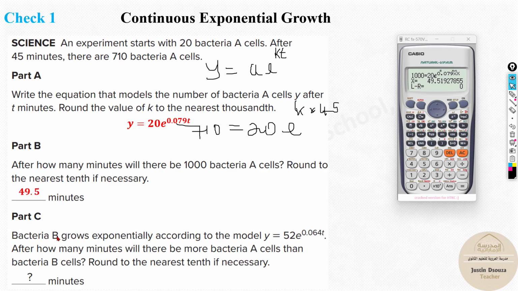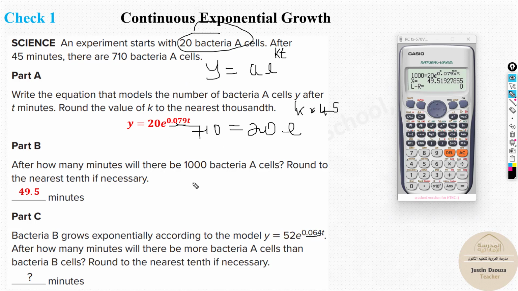Anyways, back over here, part C: bacteria B grows exponentially according to the model Y equals 52e^0.064t. After how many minutes will there be more bacteria A cells than B cells? Now this is bacteria A cells, right? We can see the exponential growth over here is a little more than this, the K factor constant. So that means eventually the A will surpass.